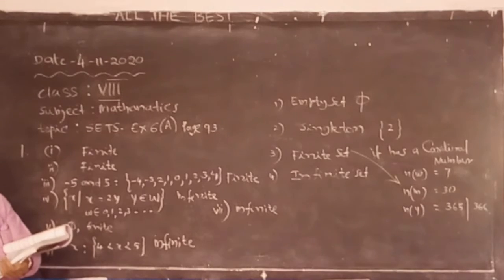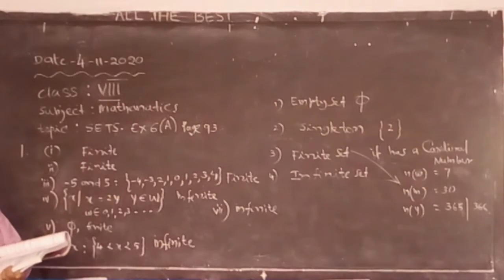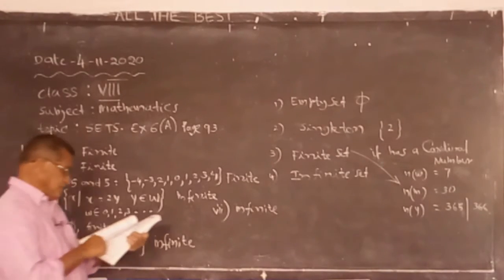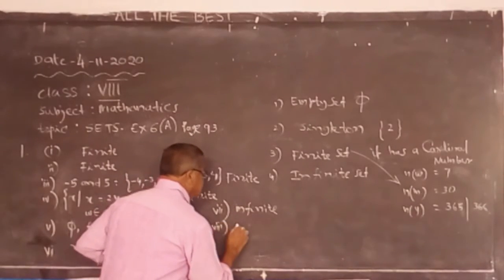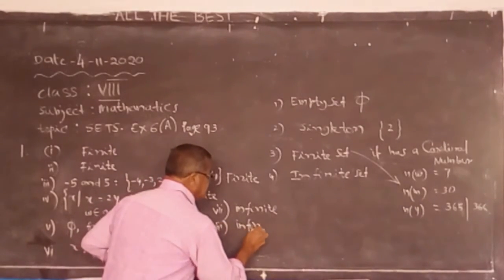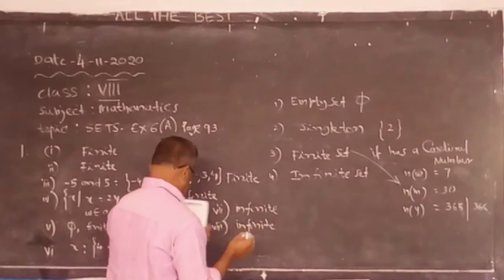Eighth, the set of multiples of 10. We can start with 10, 20, 30, but there is no ending. So it is an infinite set.